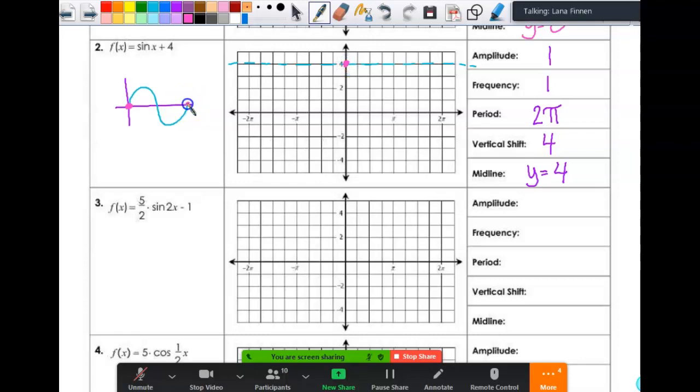Then I go to the end of the period, which in this case is at 2 pi. And I have another midline 0. Halfway between, I have a third one. There are my 3 zeros. Then halfway between these two, my amplitude is 1. It's still 1. So halfway between, I just go to 1. Halfway between these two, I go to -1.